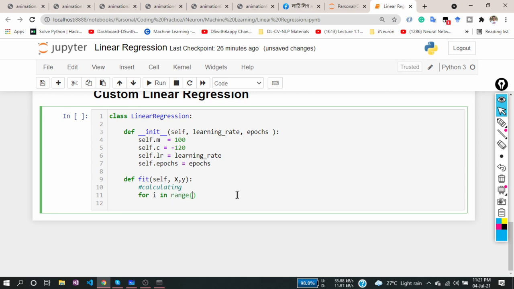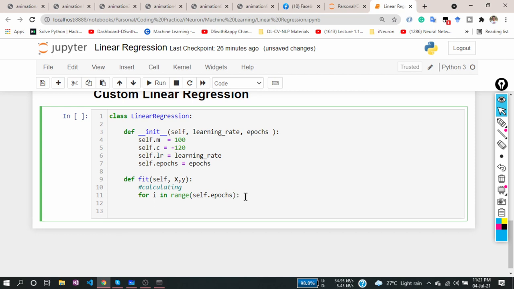Okay, range self, because it's a variable, yes, it's correct, class variable. Okay, self in range, sorry, self.epochs. So we have defined our epochs. Now, this is the loss slope, okay?